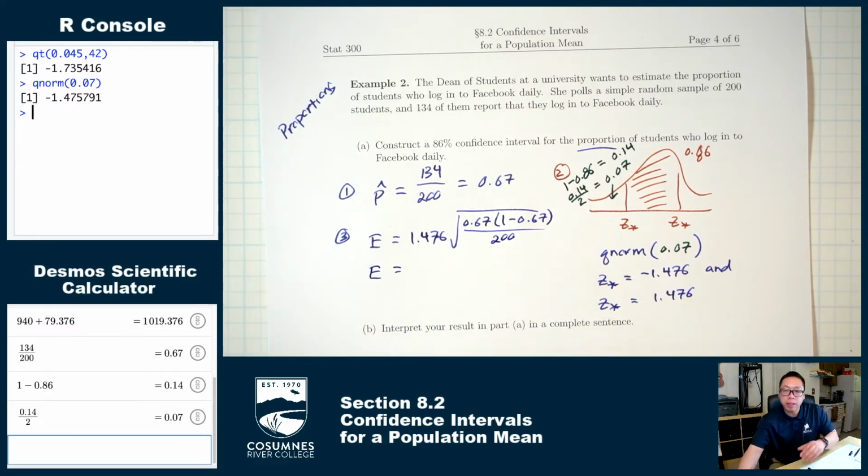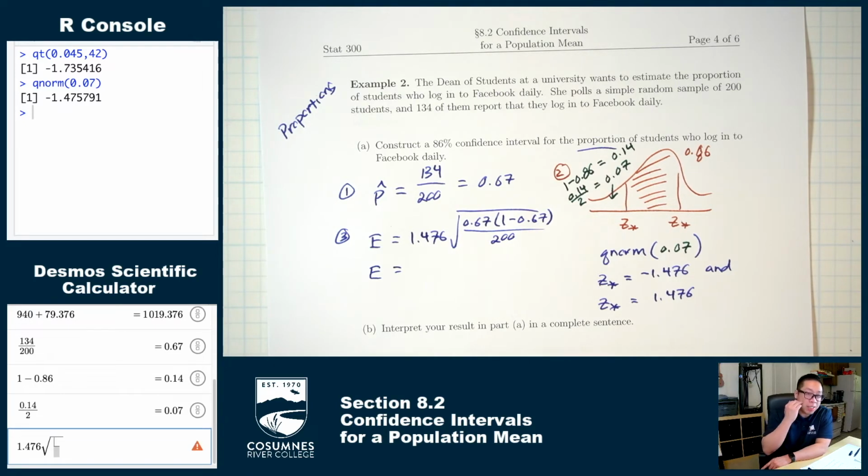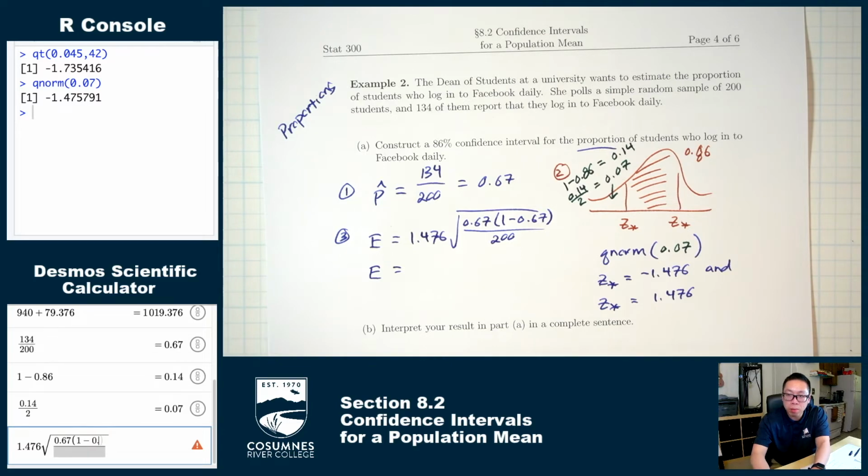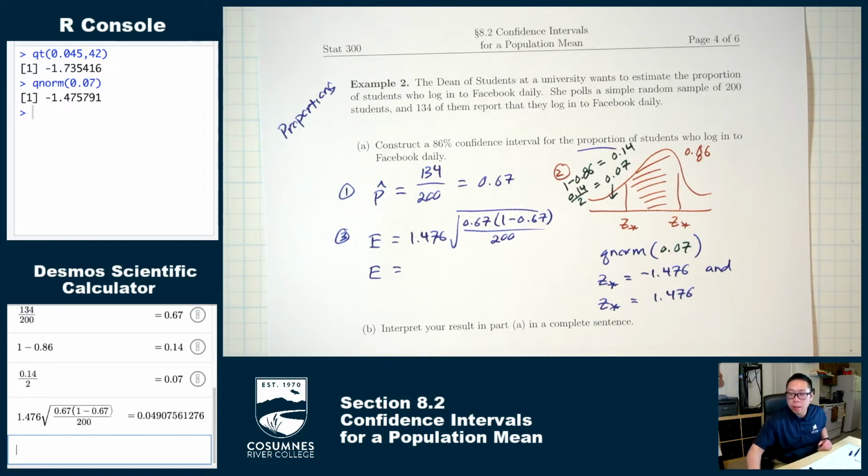Okay, type this into my Desmos. 1.476 square root. And then click fraction just to make sure that fraction is inside that square root. And then on top, 0.67, parentheses 1 minus 0.67 over 200. Make sure the entire fraction is inside the square root. That gives 0.049.